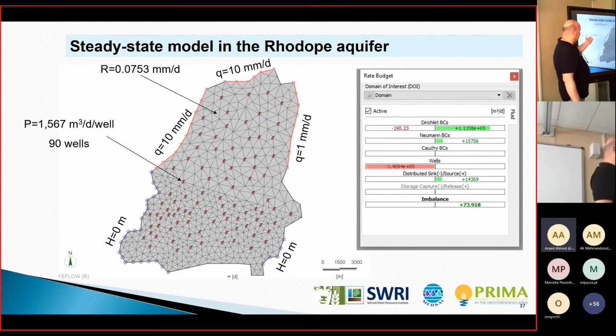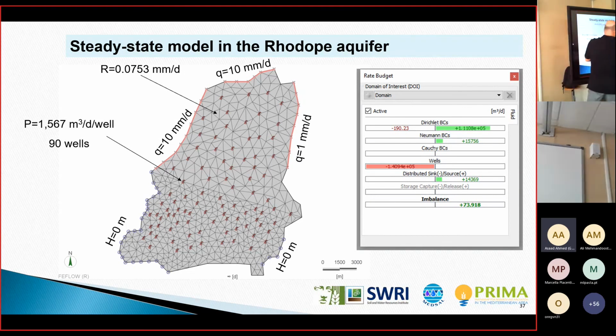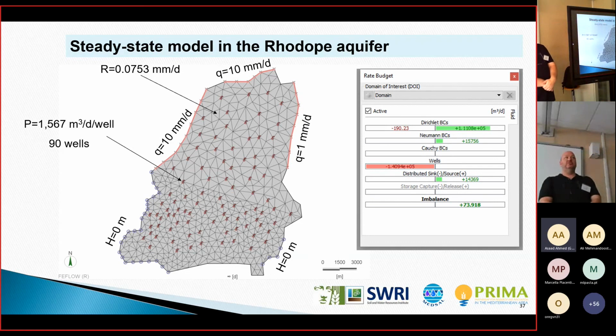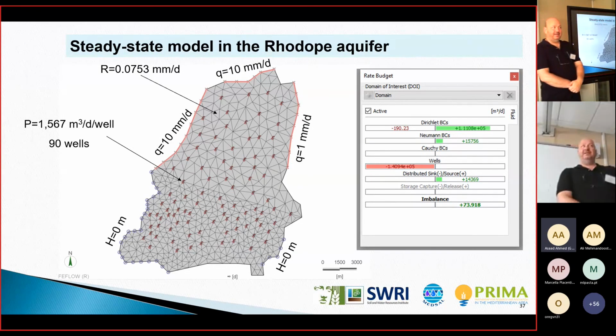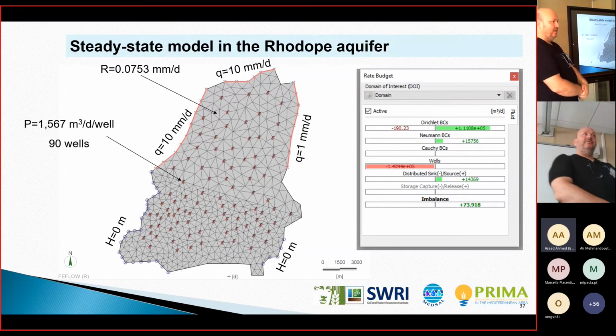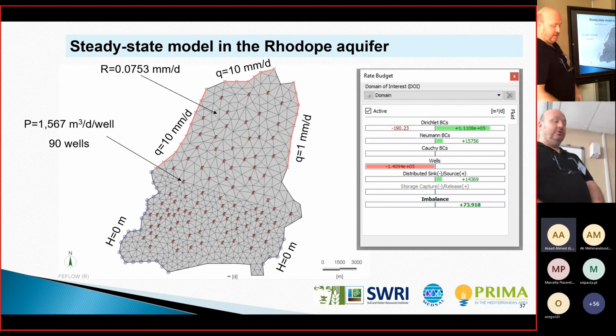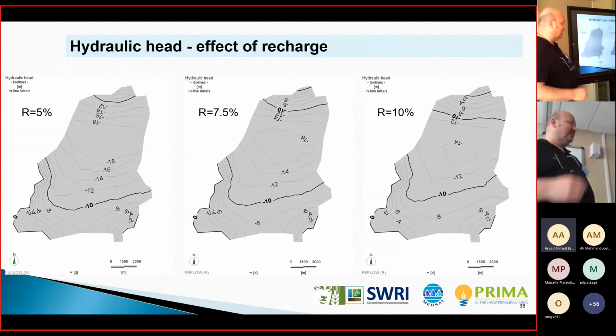So since we have a lot of water that is abstracted, the model tells us how much water is inflowing from the bottom boundary condition. That's the key answer that we take from this model in this case. Okay, we will see some more results here.